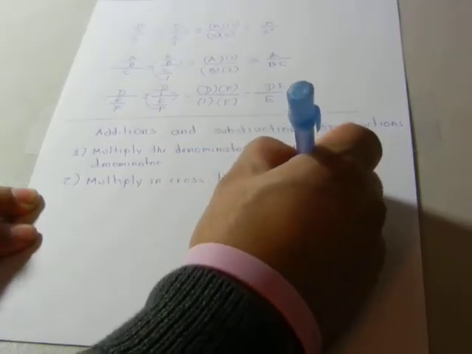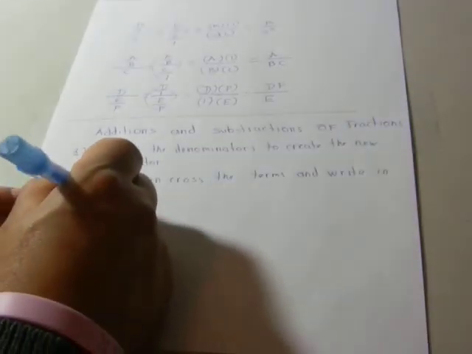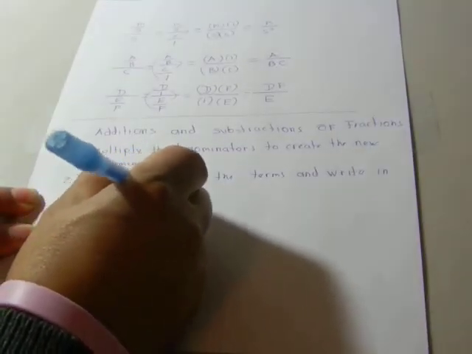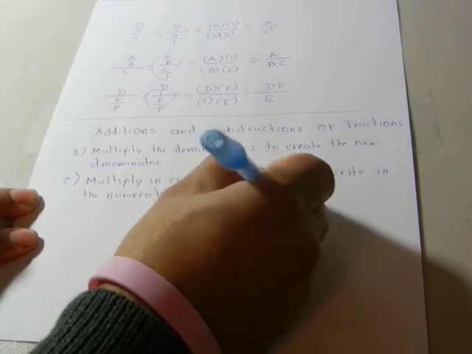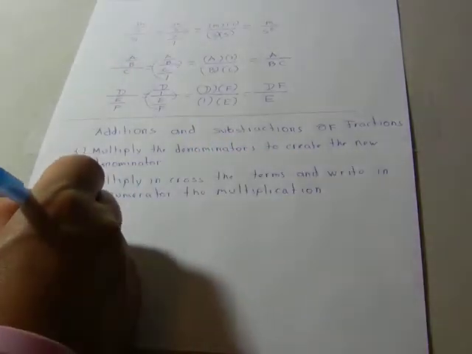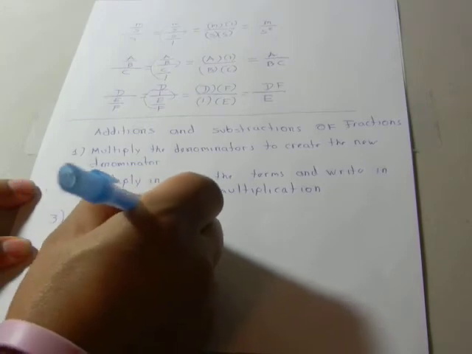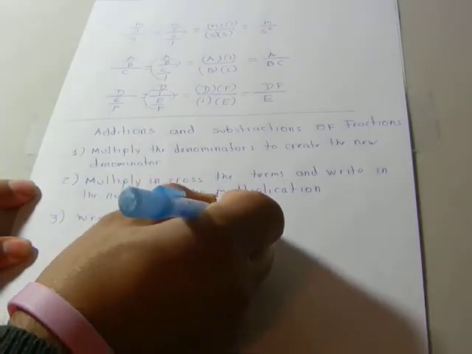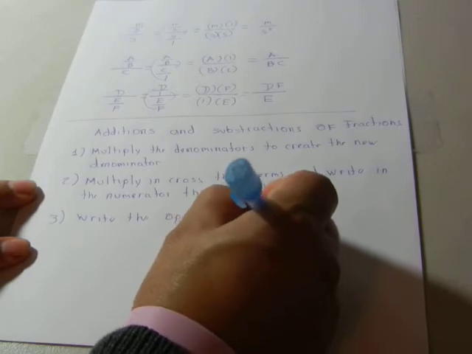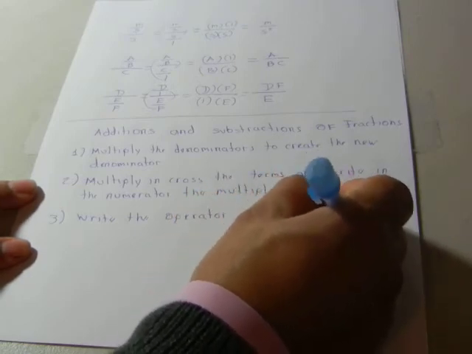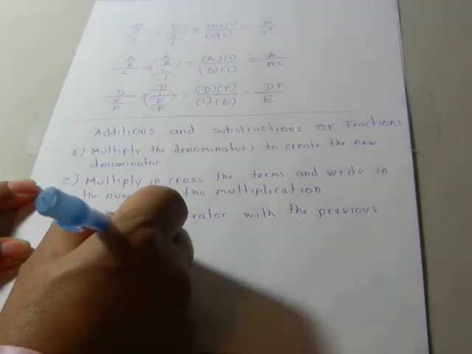And write in the numerator the multiplication. Finally, step number 3, write the operator. It could be plus or minus, with the previous owner of the operator.